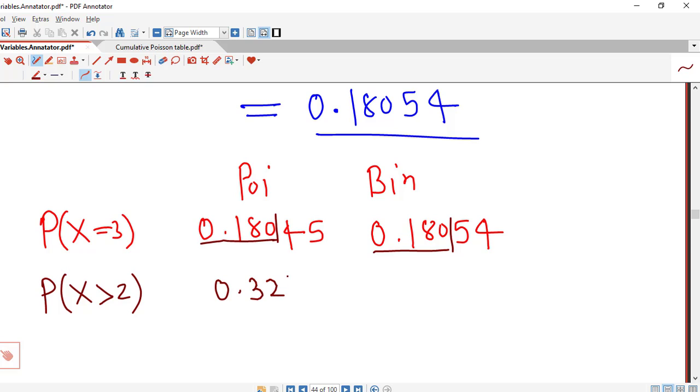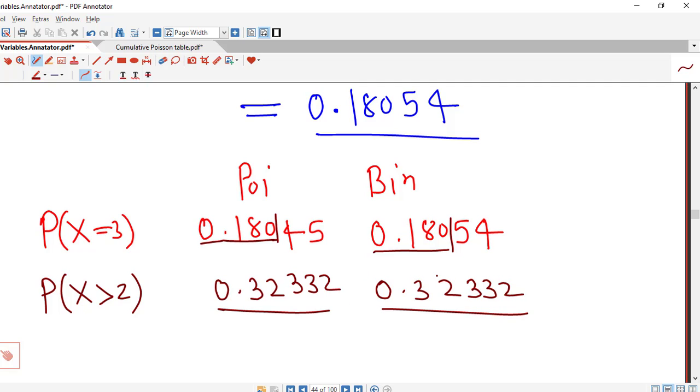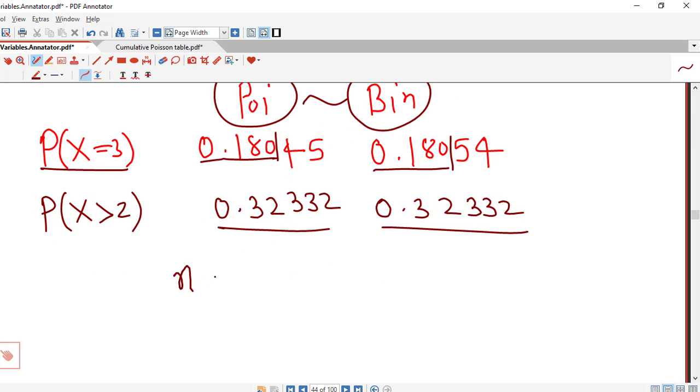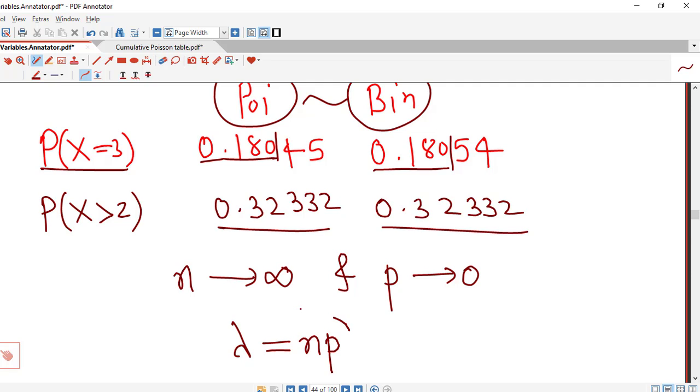The first probability is 0.32332. Okay, so using Poisson or binomial we can see that these two probabilities are exactly the same up to 5 decimal places, and this probability is the same up to 3 decimal places. So from this we can get an idea of how good the Poisson approximation is to binomial distribution. So if the number of trials is very large, that is n is tending to infinity, and probability of success is very small, then we can use Poisson distribution with mean lambda equal to n into p to approximate binomial distribution.